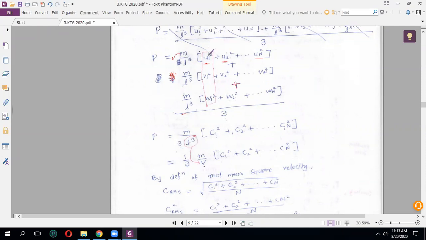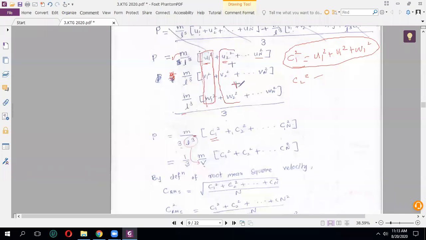Now, second thing. Remember the starting formula. What is the value of C1? U1 square plus V1 square plus W1 square. Do you remember? I told you in the starting, remember this. We are using this. Yes, sir. What was the formula of C2? Can you see here? U1 square plus V1 square plus W1 square, what will I replace it with? C1 square. U2 square plus V2 square plus W2 square, what am I replacing here? C2 square. Similarly, for n, we are replacing by Cn square. Have you understood how we are getting this?